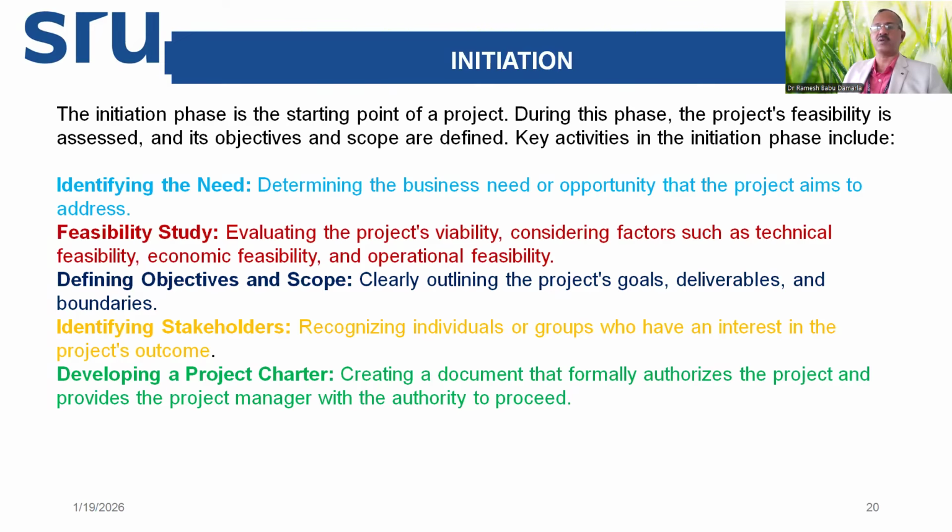Clearly outlining the project goals, deliverables. Deliverables are the work packages. And the boundaries are defined, which are included, which are excluded, are defined in the scope. Another important task is identifying stakeholders, recognizing individuals or groups who have an interest in the project's outcome. So it is listed clearly. Then development of a project charter is done. Charter is a project document which formally authorizes the project, and it provides guidance to the project manager and the project manager's team with the authority to proceed. It's an approved document.